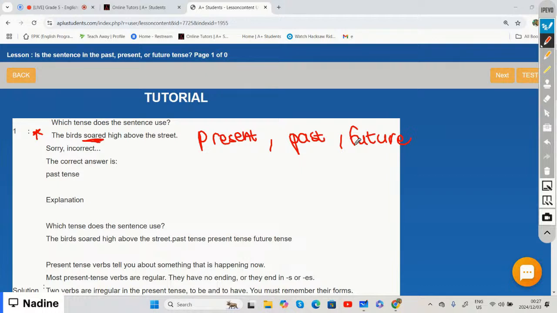Especially if you look at the word soared ending with an ed. Does it show it is the present tense, the past tense, or the future tense? Currently, what we're doing is a sentence in the past, present, or future tense.